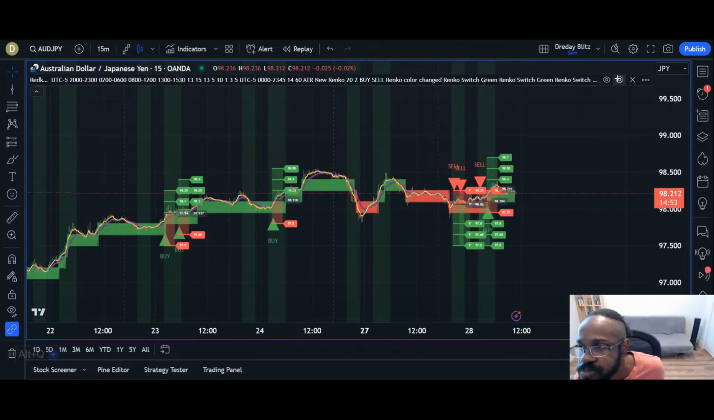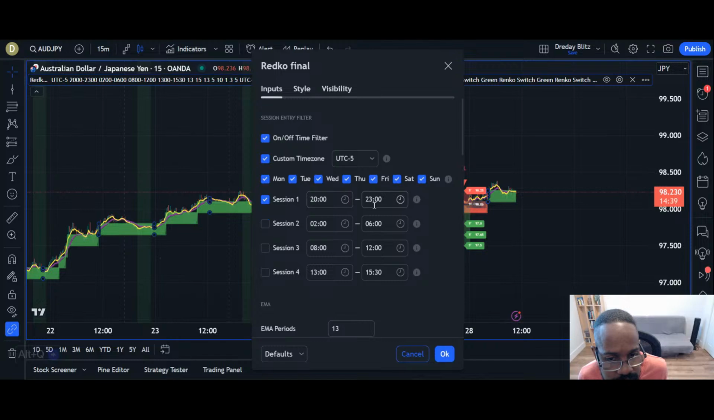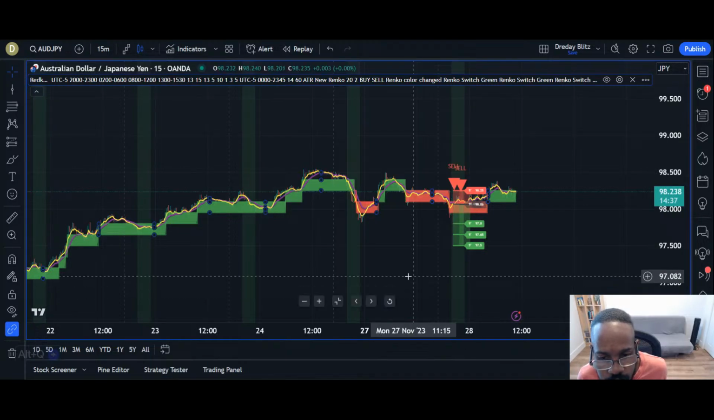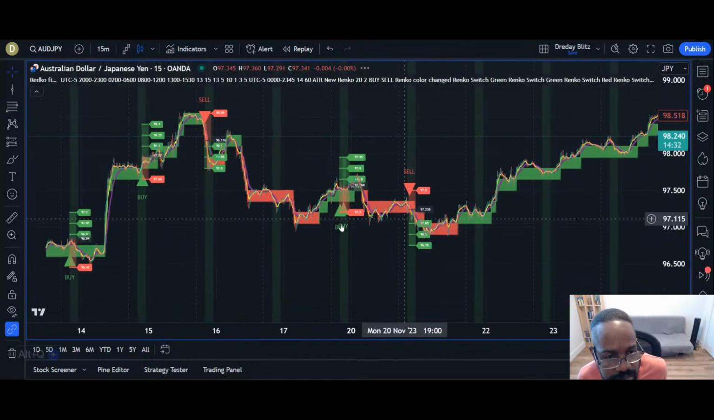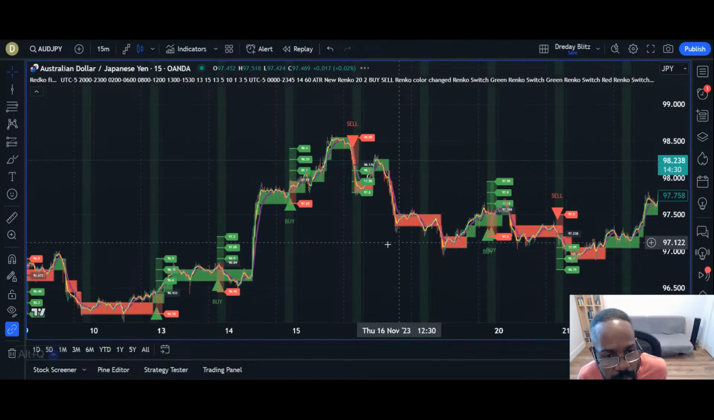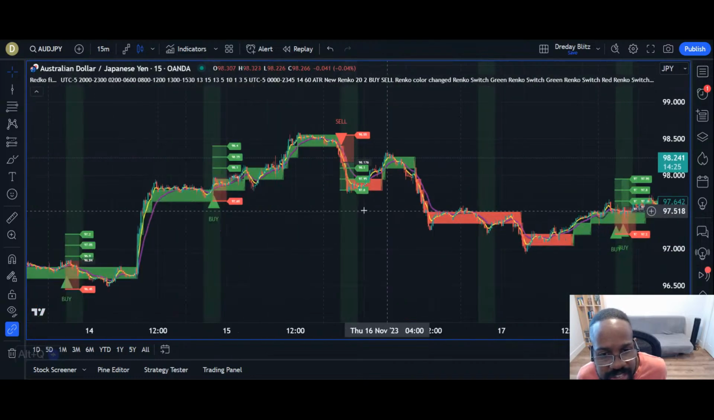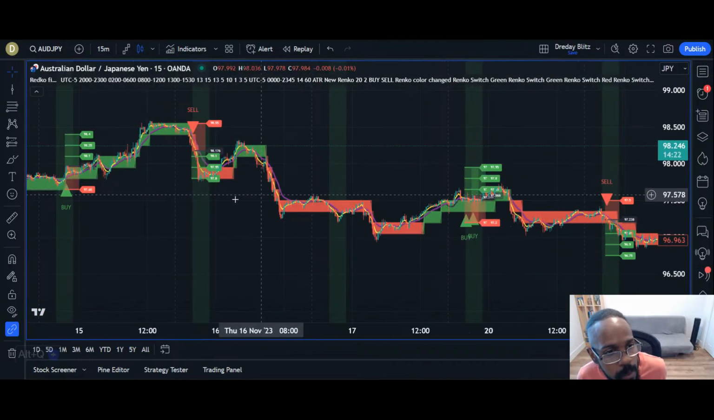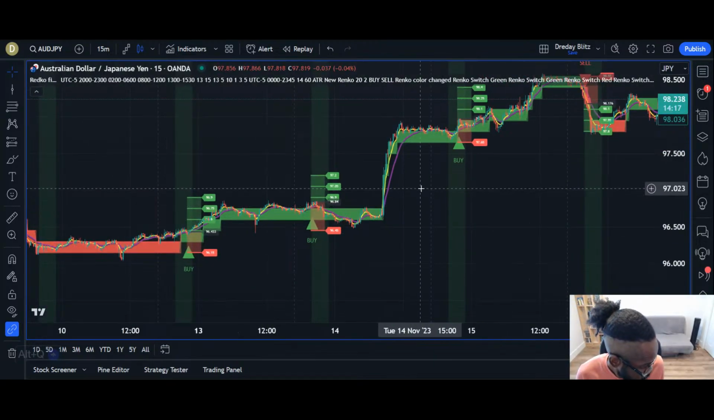So, meaning that I'm going to keep this and remove those three. So I put 8 until 11. So it's a 3-hour window. That's the best time that I would have to trade the Australian dollar and the yen. So as you can see, those are the best times to trade.